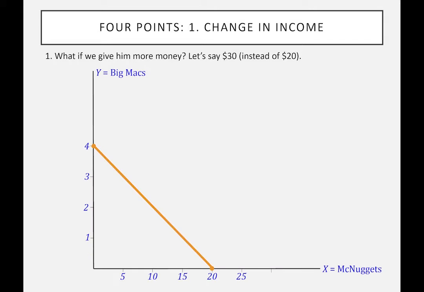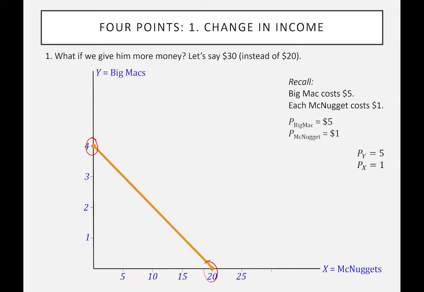So I've redrawn the budget constraint as we had it a moment ago, where he can buy, for example, 4 Big Macs, and he can buy 20 McNuggets if he had $20 maximum to spend. Here I've re-indicated the prices: the price of a Big Mac is $5, the price of a McNugget is $1, and I'm going to use the letter R representing the money available.